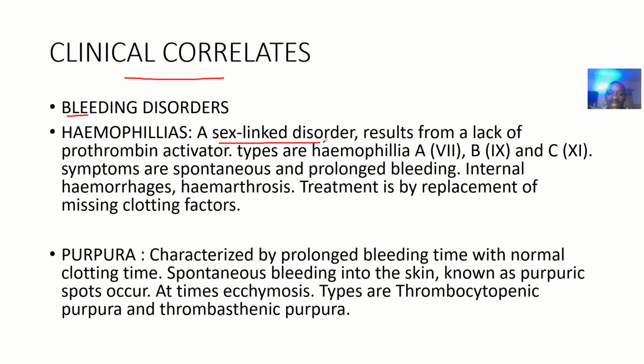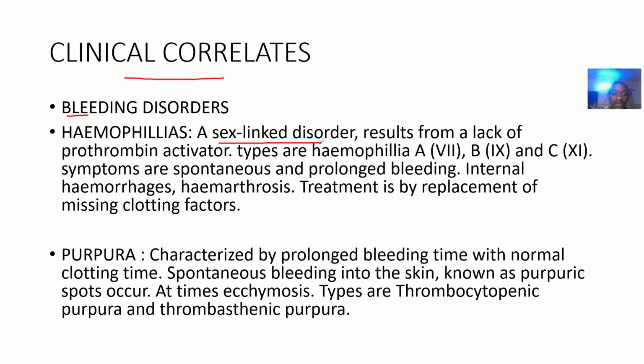Types of hemophilia include hemophilia A, in which there's an absence of blood clotting factor 8. We have hemophilia B, which is the absence of blood clotting factor 9. Then we have hemophilia C, which is the absence of blood clotting factor 11. Symptoms of hemophilias are spontaneous and prolonged bleeding. You bleed for a long time before your blood actually gets to clot, and you might lose blood and even become unconscious or even die.